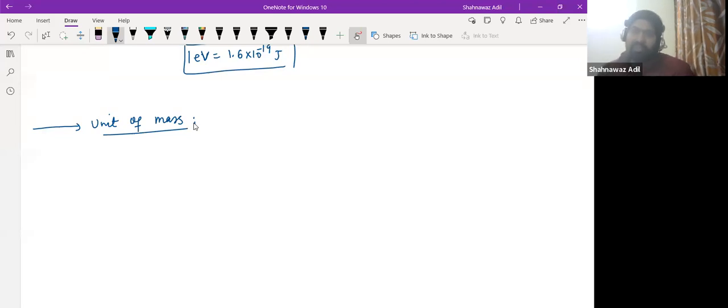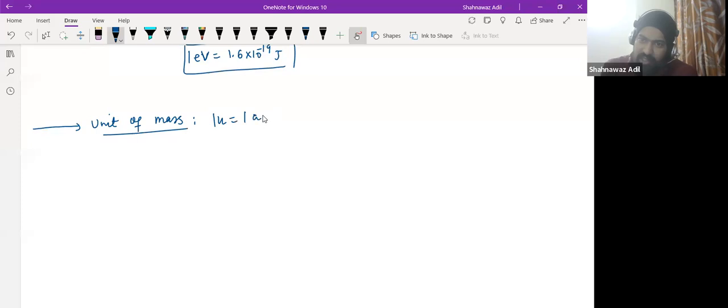Obviously not, right? Because the masses of the electron, protons, and neutrons are so small that you cannot measure them by this kilo scale. That is why you require another scale which is very small, and in that scale you can measure the mass accordingly. So that scale is called the atomic mass unit, or 1 U.